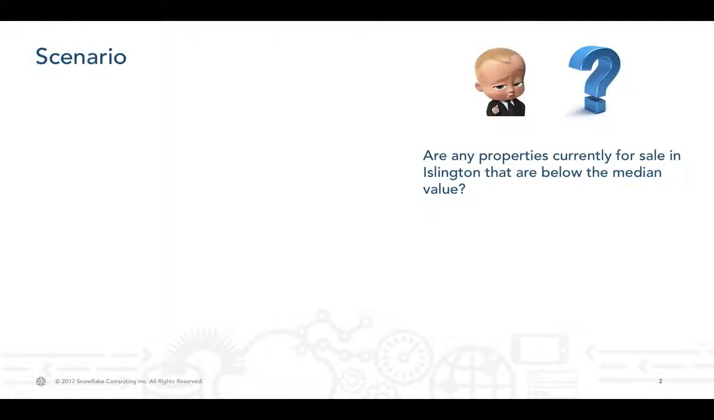So the scenario, basically the question that we're trying to solve at the end of this tutorial, is the question which has come from Baby Boss there. Are there any properties for sale in Islington that are below the median value?